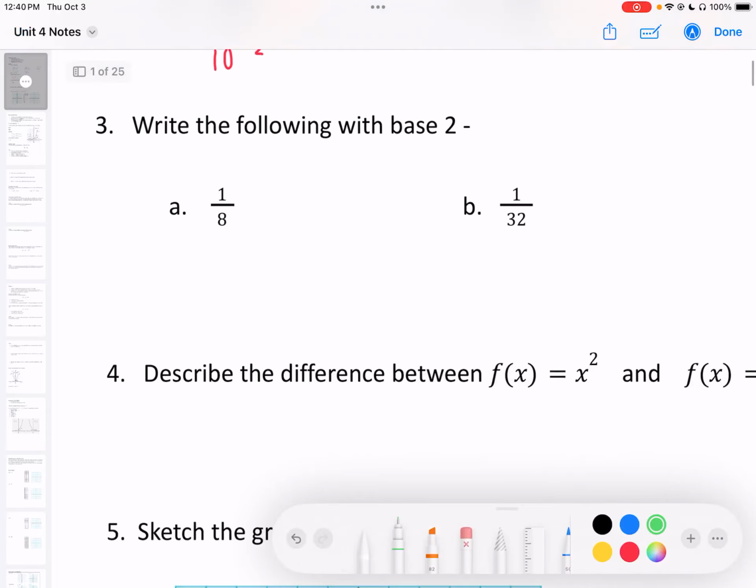The last section here, write with a base of 2. We know that 2 cubed is 8, or we could write 2 to the power of negative 3. We know that 2 to the fifth is 32. So we can write 2 to the negative fifth to rewrite that with a base of 2.